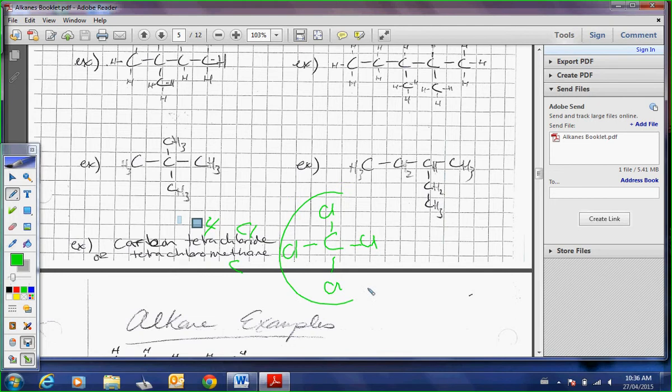Right, so carbon tetrachloride is one that they like you to know as a common chemical that you will find when you read the ingredients list on quite a few things. Obviously not something you eat, but something you use. It's a solvent used in quite a few oil-based things, like paint, for example. So that's what it looks like: carbon tetrachloride or tetrachloromethane.